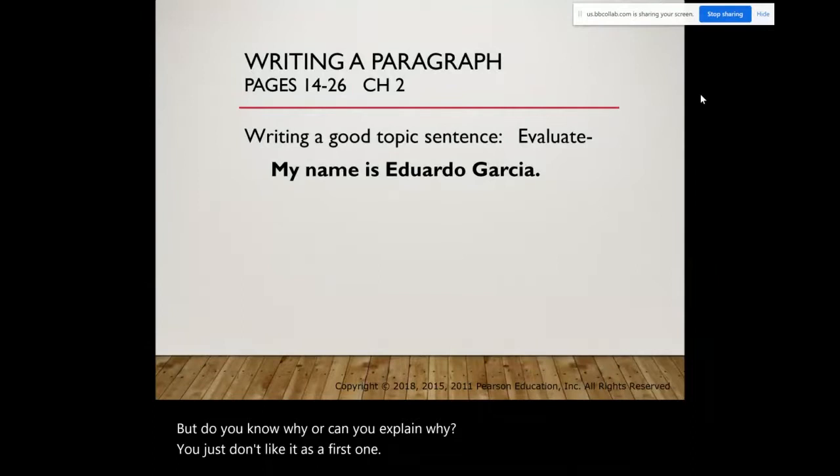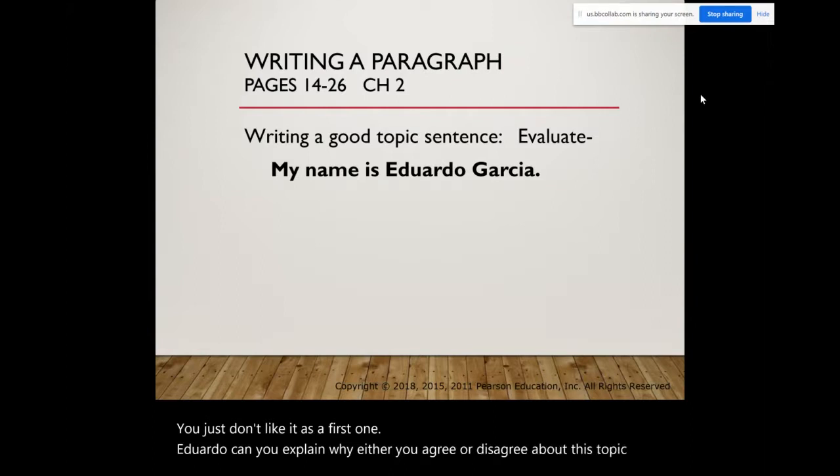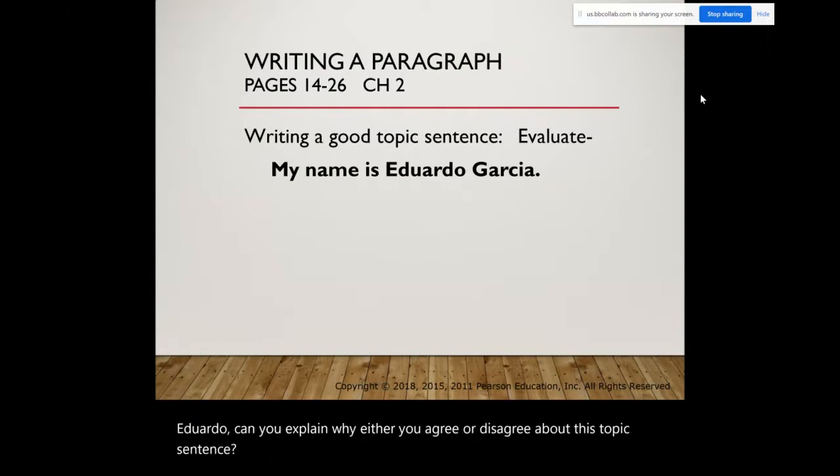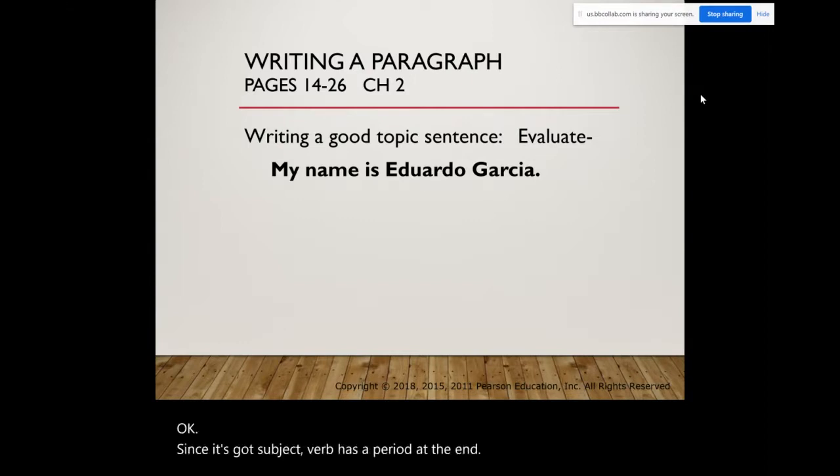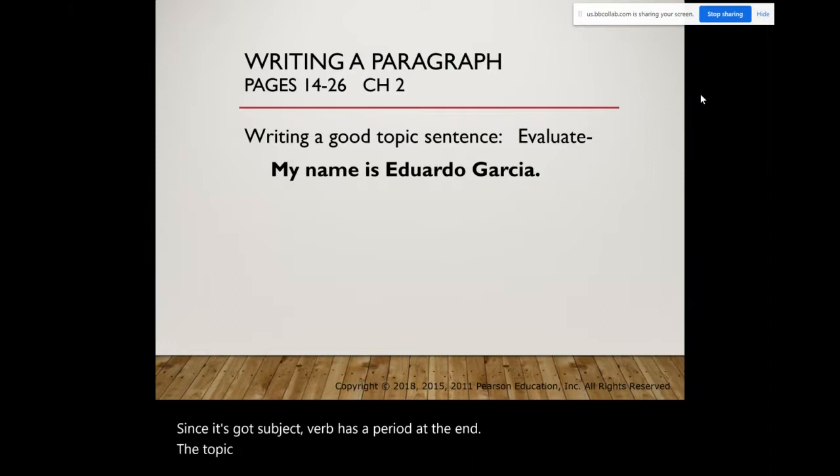Okay, Eduardo, can you explain why? Either you agree or disagree about this topic sentence. Well, actually, I think it's good because he's gonna talk about him, and I think it has the topic, has the subject and a verb. Okay, so it is a complete sentence. It's got subject, verb, it has a period at the end. Yeah. The topic is talk about yourself, right?